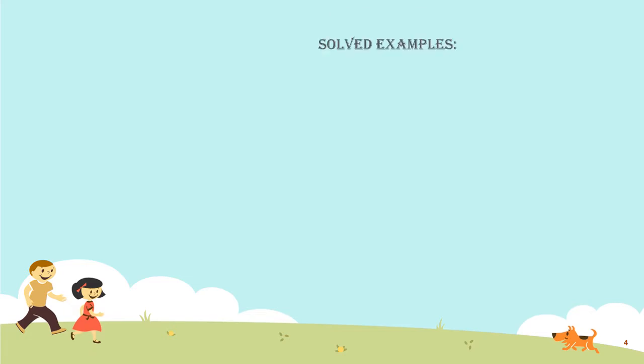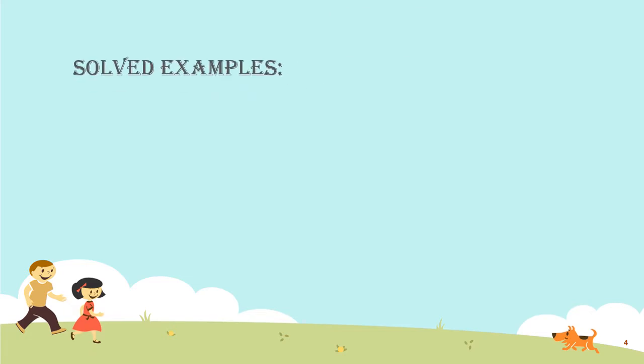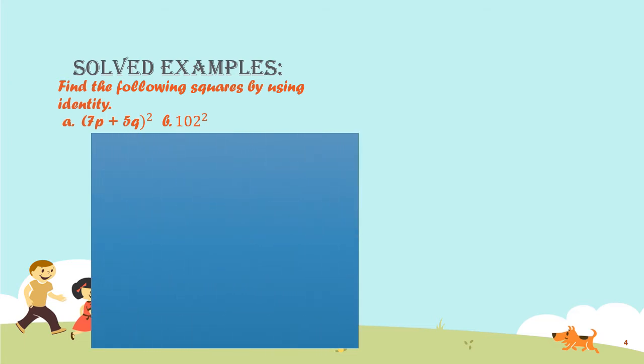Okay, now let's continue with solving some of the questions related to this first identity. Find the following squares by using identity. Question A, 7p plus 5q the whole square. Question B, 102 the whole square. Let's take in detail. Question A, 7p plus 5q the whole square.